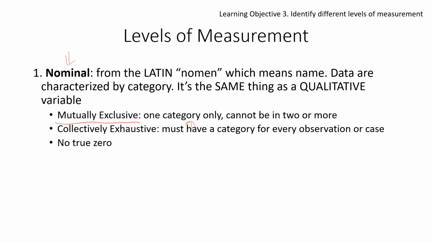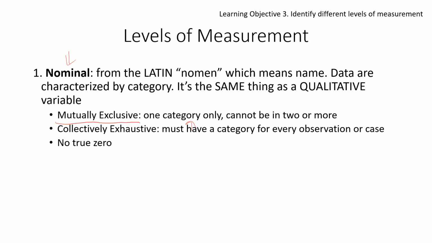Important though with nominal variables is there is no true zero. What do I mean by that? I mean the numbers don't mean anything. Let's say we assigned a 1 to Chevy, a 2 to Ford, a 3 to Toyota, a 4 to other. Let's say we did that. The thing is, though, those numbers don't mean anything. They are just an identifier. It doesn't mean that any one category is better than the other category or has a higher value or a lower value than the other category. Those numbers just mean they're an identifier.